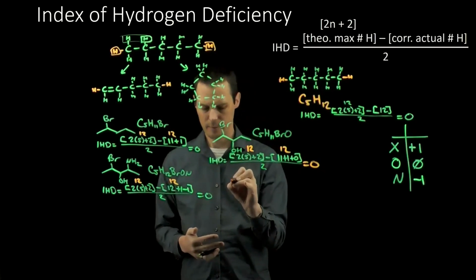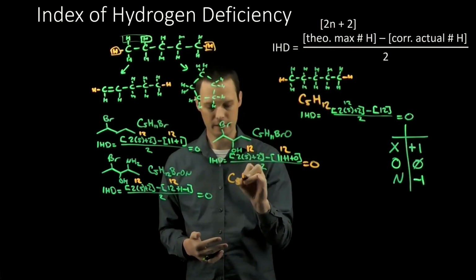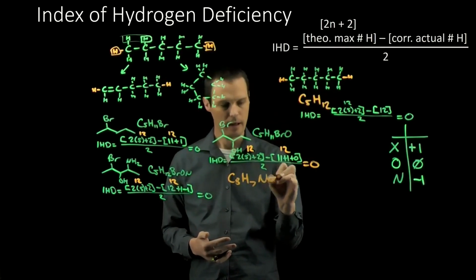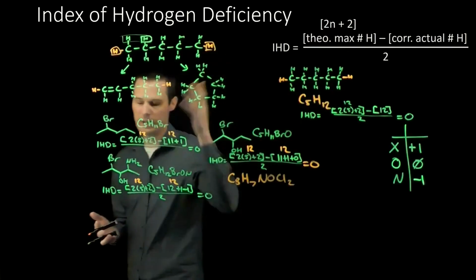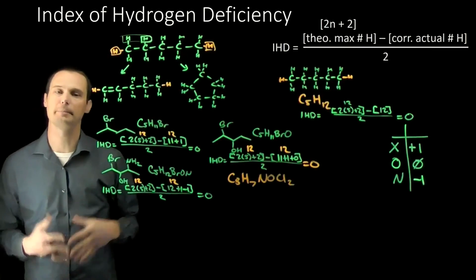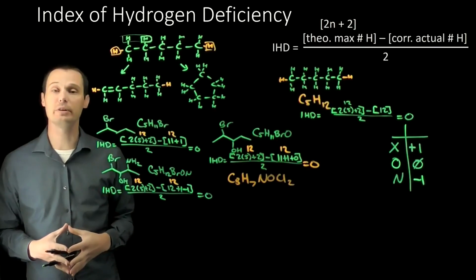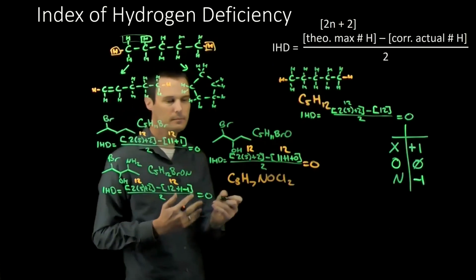Let's say that we have some molecule with a formula C8H7NOCl2. What a ridiculous structure. Why would anybody make a structure like that? Whatever, doesn't matter. Let's calculate the degrees of unsaturation for this molecule.